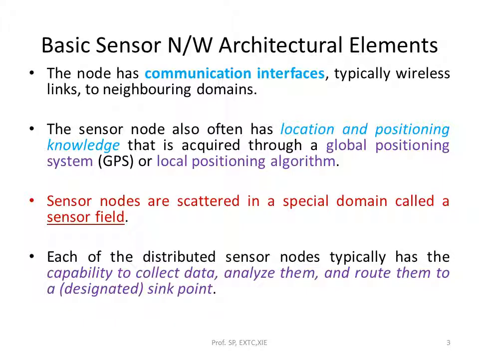Basic network architectural elements: the nodes have communication interfaces, typically wireless links to the neighboring nodes. When we say wireless links, those neighboring wireless sensor nodes can talk to each other using technologies like Zigbee, Bluetooth, using ISM bands. Those sensor nodes also often have location and positioning knowledge, acquired through a global positioning system or a local positioning algorithm. This part is optional based on the application.